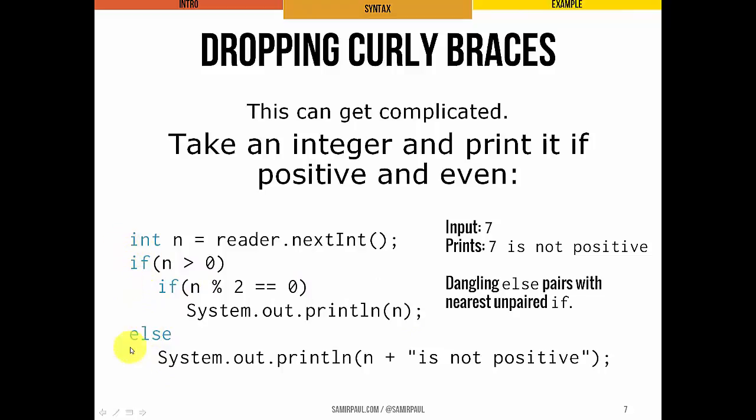But actually, the way this is indented is misleading. Because we didn't use any curly braces, this else is dangling, and it ends up matched with the nearest unpaired if. So what we ended up doing with the input of 7, we checked if n was greater than 0, and it was. So then we went to the next line of code. When we checked if n mod 2 equals 0, well, it failed that condition. So then we skip the next line of code, and we end up at this else. So rather than having this else paired with the first if, as we might have intended, this else ends up paired with the inner if, which is not really what we meant to do, and that's why we get this nonsensical answer.